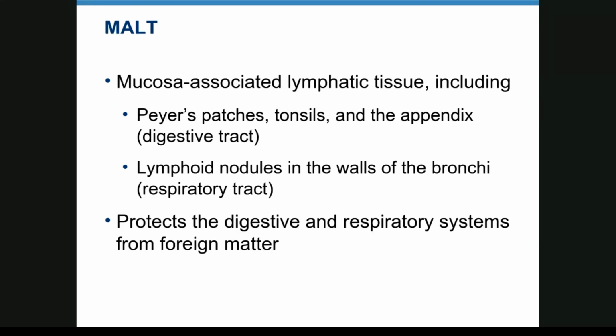Okay, and we discussed in class, when we think of malt, we think anything but mucosa-associated lymphatic tissue. But this includes Peyer's patches, tonsils, appendix, lymphoid nodules in the wall of the respiratory tract, and they protect the digestive tract and the respiratory tract from foreign material.